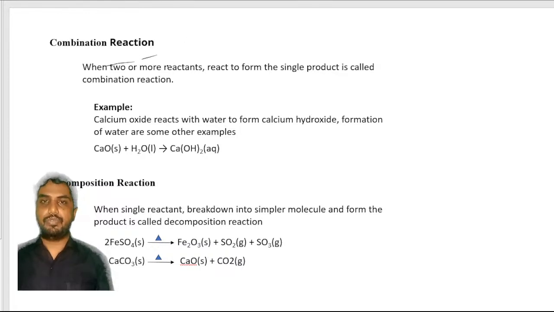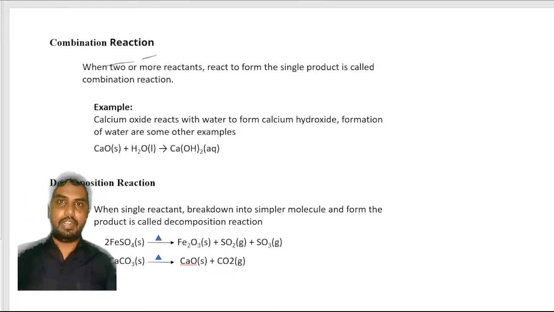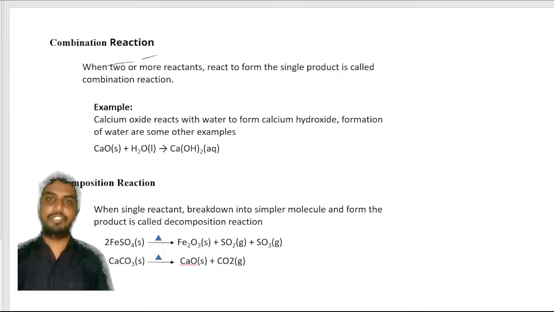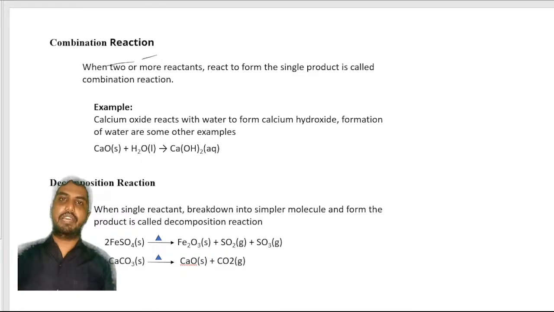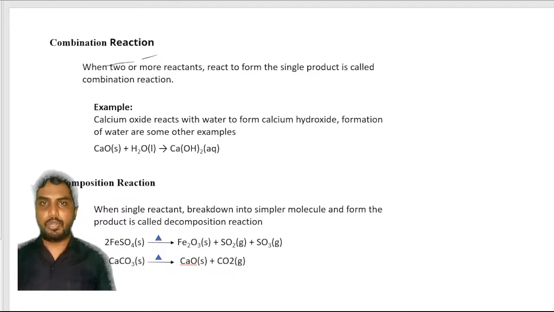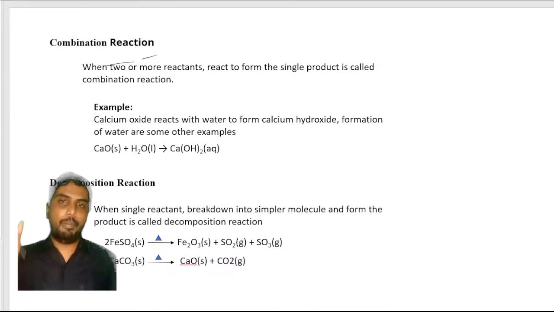Combination reaction. First of all, what is meant by combination? Everyone will realize that. Take dress combination: some people will say your dress suits well, some people will say no, your dress combination is not so good. But in chemistry, combination means two molecules or two chemical components react with each other, and they form only one product.